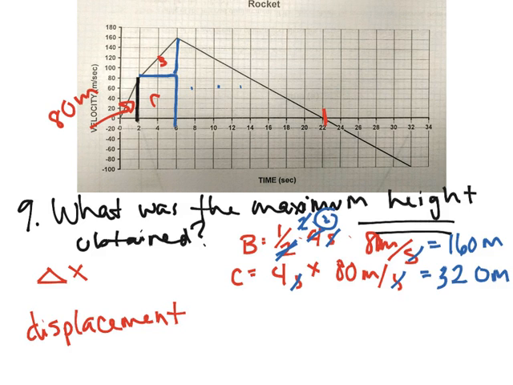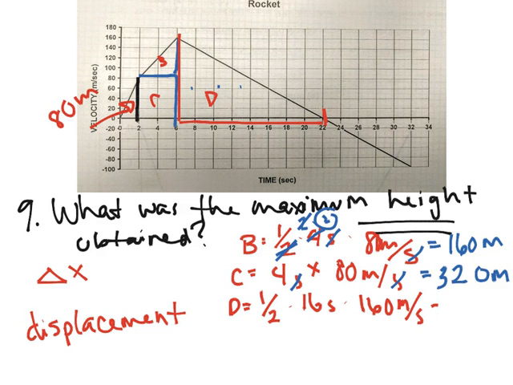Then our last huge shape, we're going to get a really large number here. Let's just call this area D to make it easier. So that is a half. It's still a triangle. Your base is from 6 to 22, so subtract them. It would give you 16 seconds. And then you need the height, which is the full 160 meters per second.